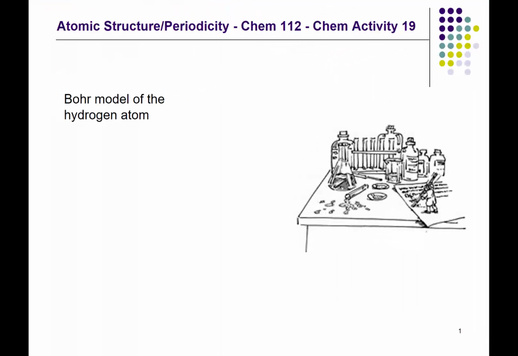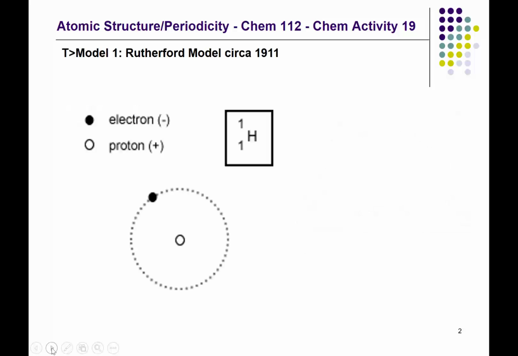In Chem Activity 19 and the corresponding videos, we will explore the Bohr model of the hydrogen atom. To set the stage, let's go back to around 1911. Ernest Rutherford and his colleagues had proposed a model of the atom, where there was a highly massive, positively charged region at the core of the atom, and then outside of that, there would be an electron, which would be negatively charged.